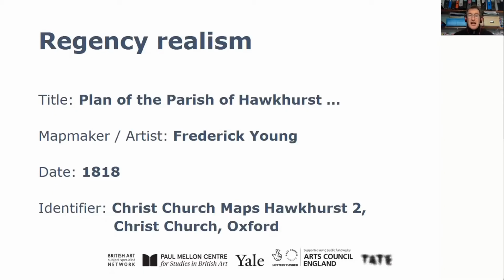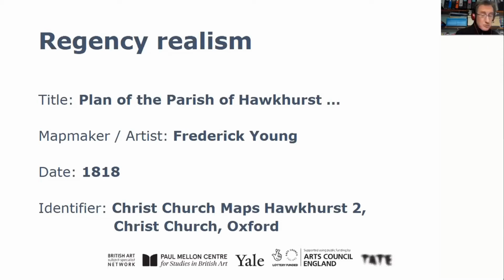Next up is a plan of the parish of Hawkhurst in Kent. This is an estate map which belongs in the collection of Christ Church in Oxford. And to see this thing in the flesh is a thing of pure joy and beauty. It's a wonderful thing. Made in 1818 by Frederick Young.